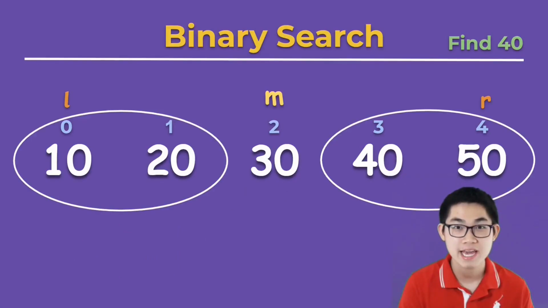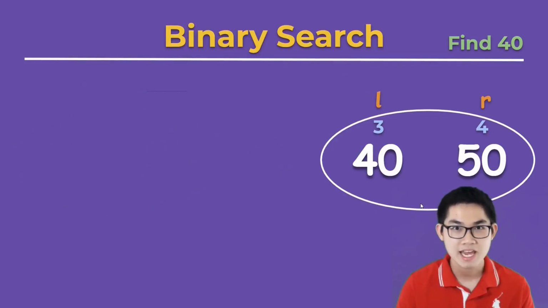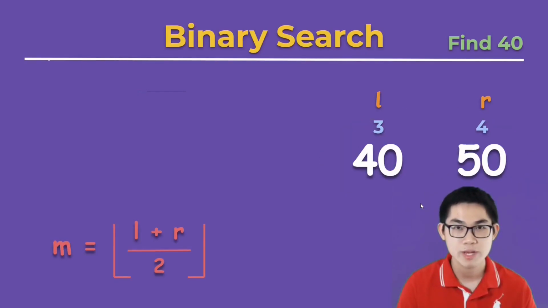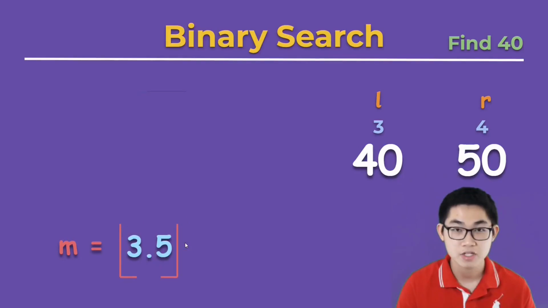We split the array into 2 groups. The first step is to check the number at M. So we're trying to find number 40, and we see that 40 is larger than 30, so it has to be in the second group. We simply move the left over to the second group, meaning that we choose the second group, and we simply repeat the process. So we calculate mid, so L is 3, R is 4, we get 7 divided by 2, which gives us 3.5. And the floor sign means you basically round down, so 3.5 becomes 3.